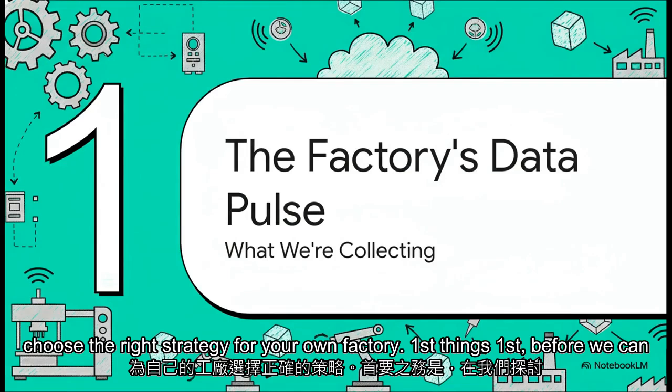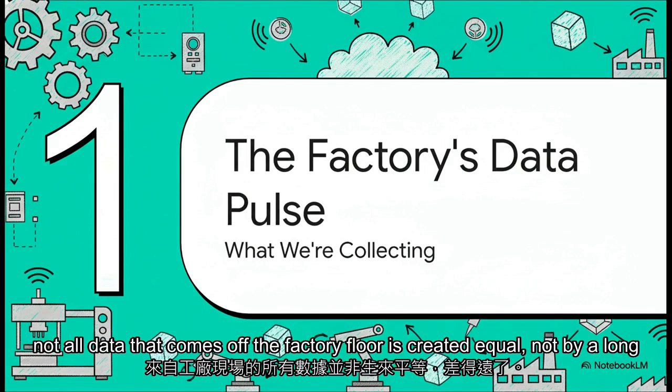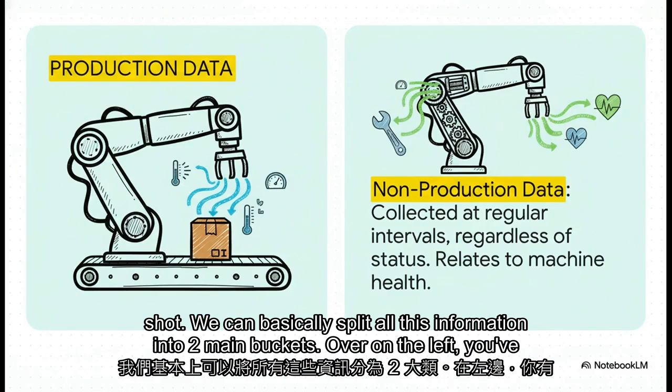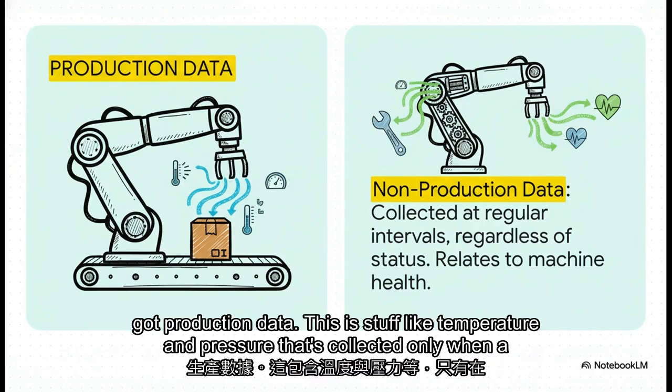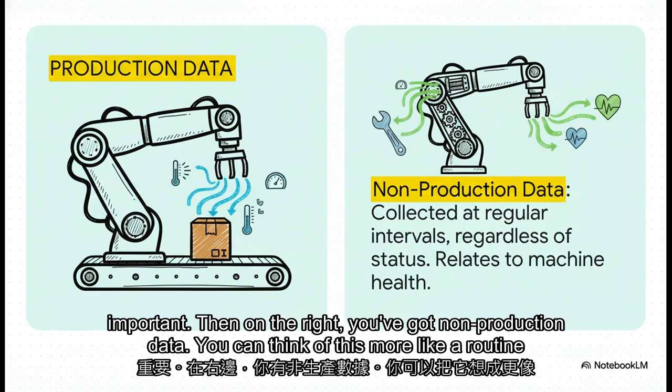All right, first things first. Before we can get into how machines talk, we have to understand what they're actually talking about. Because not all data that comes off the factory floor is created equal, not by a long shot. We can basically split all this information into two main buckets. Over on the left, you've got production data. This is stuff like temperature and pressure that's collected only when a machine is actively building a product. It's directly tied to the quality, so it's super important.